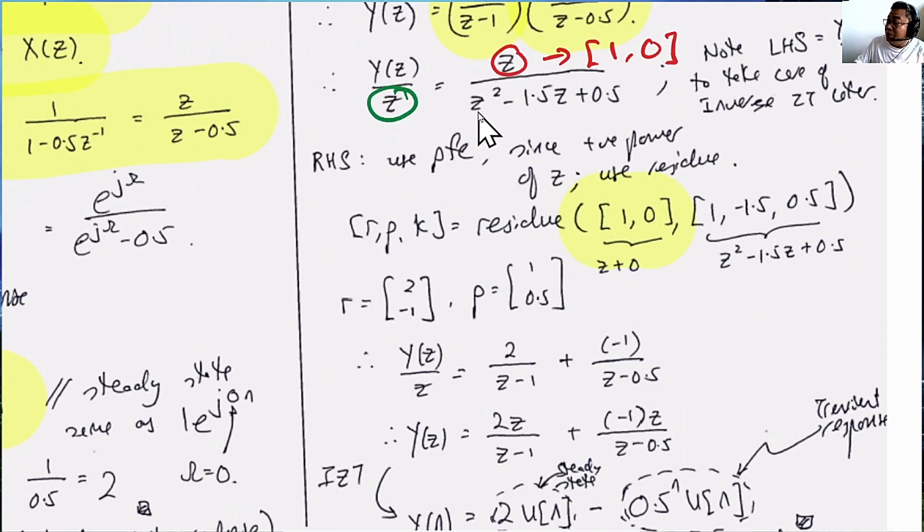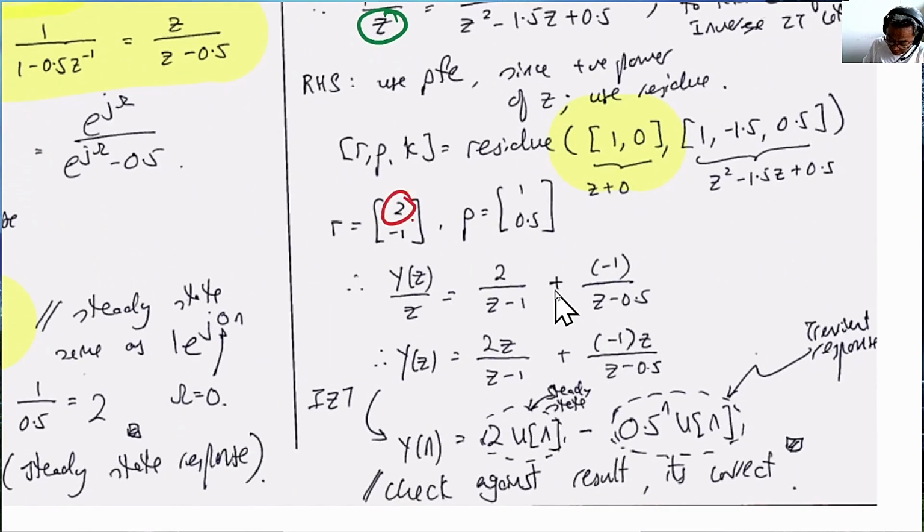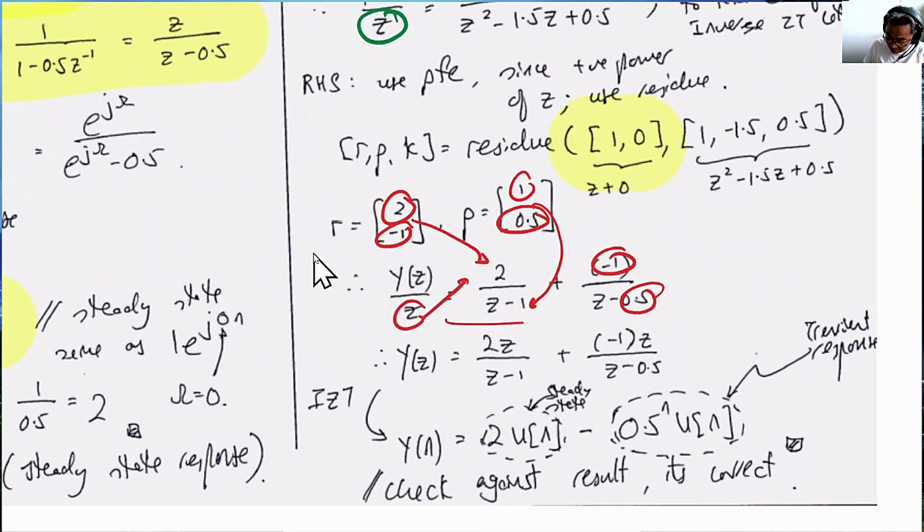Now the vector representing the denominator is 1, minus 1.5 and 0.5, which is this one. The result shows us that R is 2 and minus 1, and P is 1 and 0.5. So what we then do is take this and plug it here, take this and plug it here. So R is the numerator, P is the denominator in this expression. The second one is minus 1 here and 0.5 here. Again, remember that we did the partial fraction on Y over z divided by z. Now we have a chance to move the z back up to the other side.